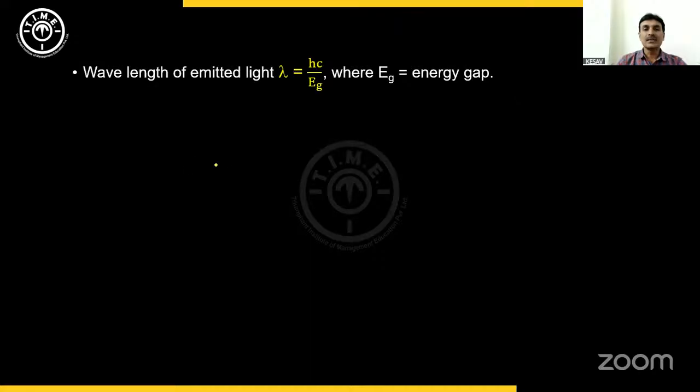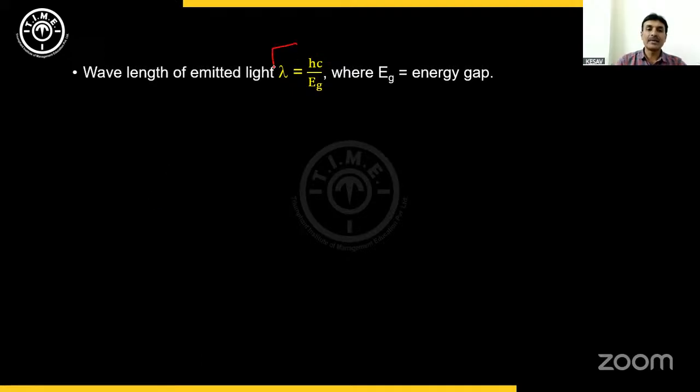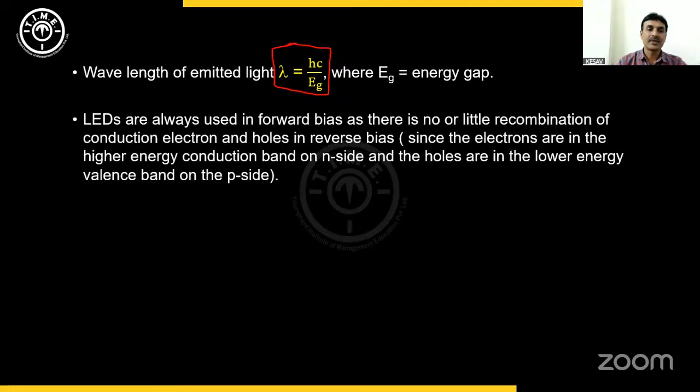Now, see, if LEDs are emitting light, light contains waves. What is the wavelength of these radiation emitted or light emitted? The wavelength is given by hc by Eg, where Eg is the energy gap. h is Planck's constant, c is the speed of light in vacuum, divided by energy gap of that particular diode. hc by Eg, that is the wavelength emitted.